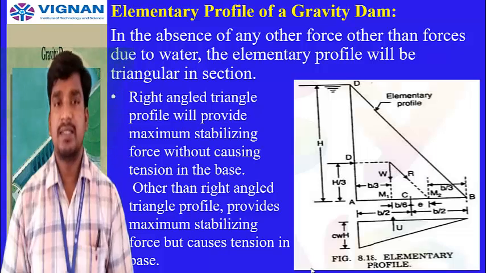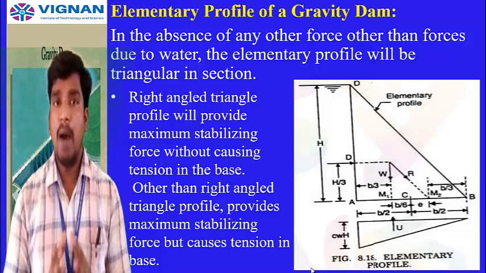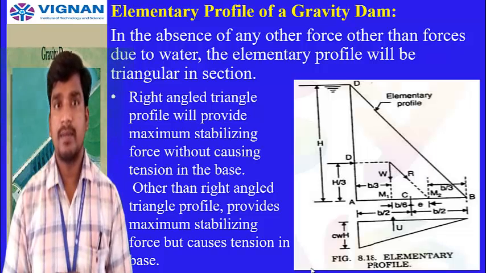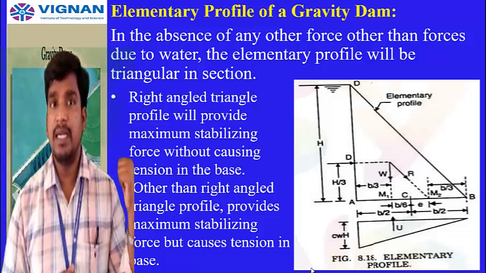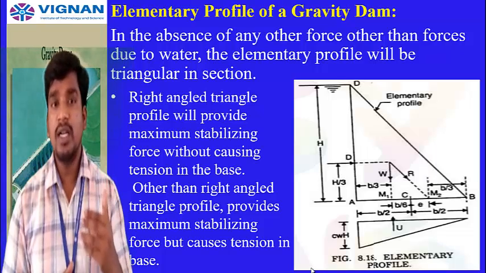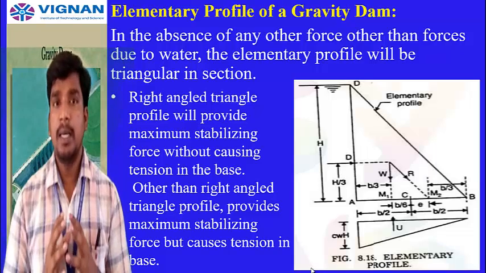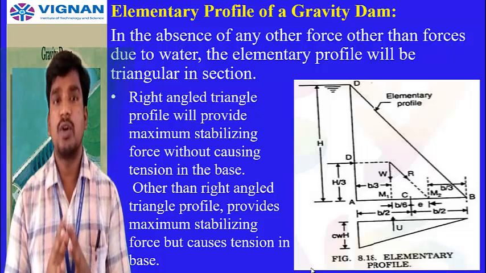In the picture you can see an elementary profile is shown. This elementary profile has a triangular shape. This triangular shape perfectly balances or opposes the horizontal force, the sliding force. So it will improve the stabilizing force. The elementary profile, which is a right angle triangle as shown in the figure, will provide more stabilizing force compared to any other type of section or angle. A right angle triangle will provide the maximum amount of stabilizing force with no tension caused in the base of the dam.